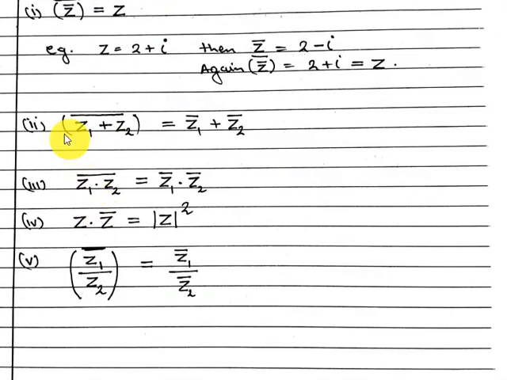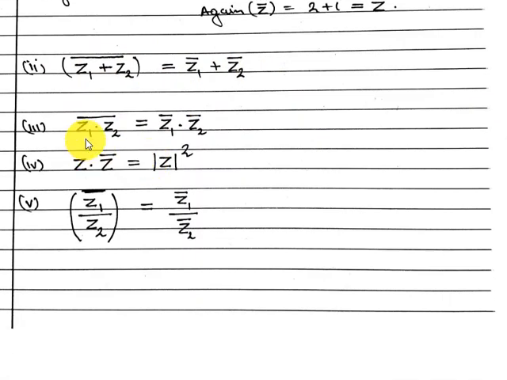Next property is this. Suppose you have these two complex numbers z1 and z2. Firstly you add those two complex numbers and then you take the conjugate, and that will be equal to taking the sum of the individual conjugates. Here I have not taken examples. If you want to verify, you can take any two complex numbers and check whether this holds or not.